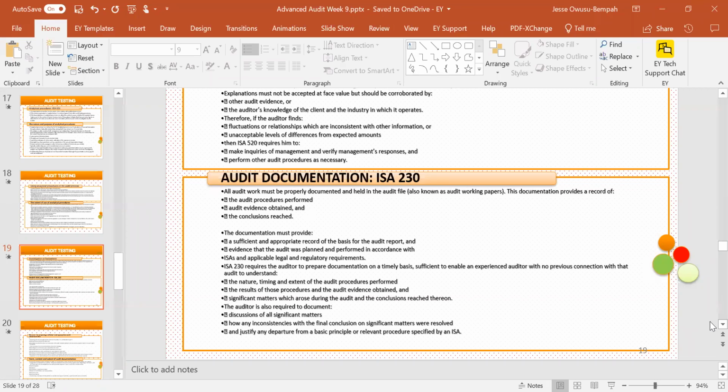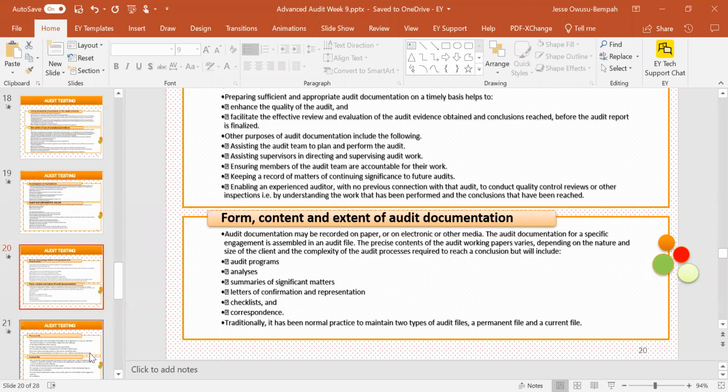ISA 230, which is centered around audit documentation, always recommends the timely preparation of documentation, right? The documentation must be prepared in a timely manner, and the auditor is required to document discussions of a significant nature, significant matters. Any inconsistencies, the auditor is supposed to document. Any departure from a basic principle, the auditor is supposed to document. So basically, what was done in the audit has to be documented so that anyone who reviews the audit working paper can tell exactly what was done.